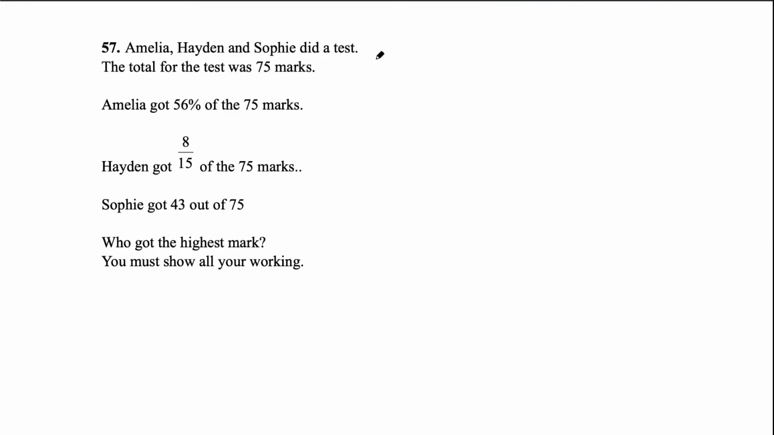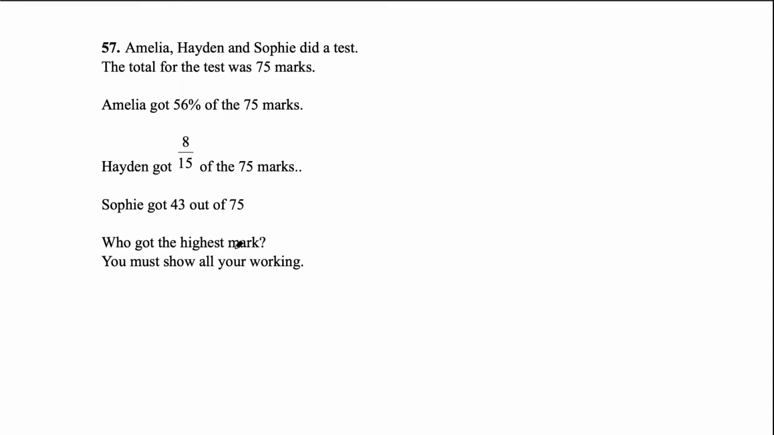Question 57 says Amelia, Hayden, and Sophie did a test. The total for the test was 75 marks. Amelia got 56% of the 75 marks. Hayden got 8 out of 15 of the 75 marks. Sophie got 43 out of 75. Who got the highest mark? You must show all your working.